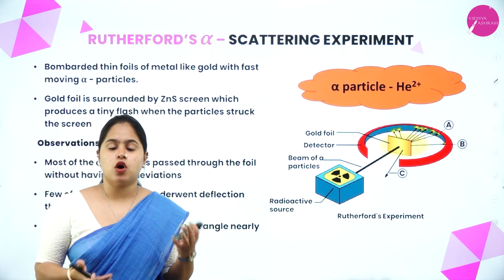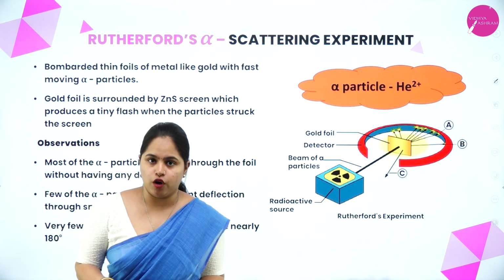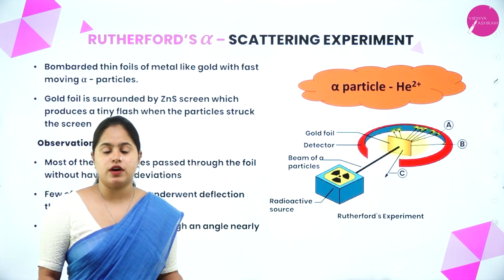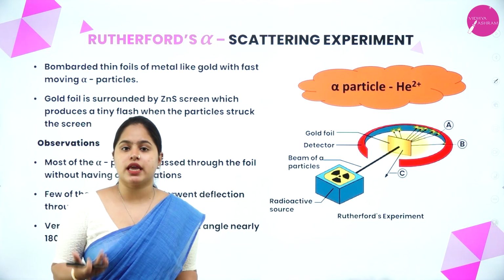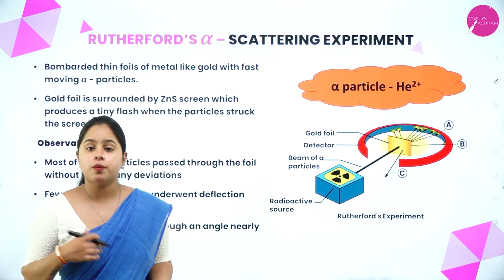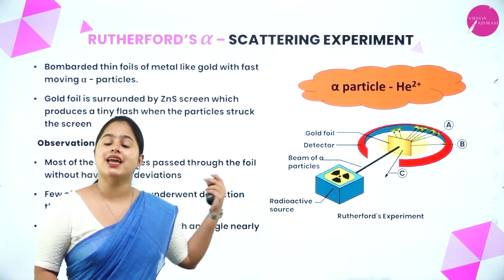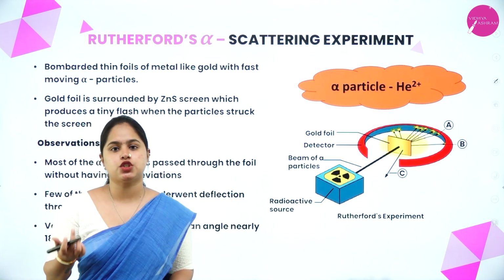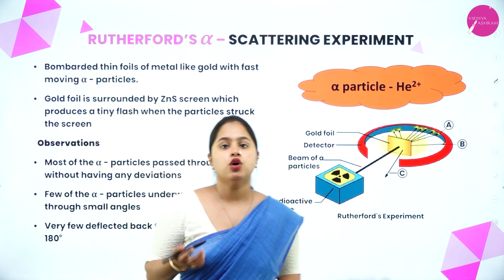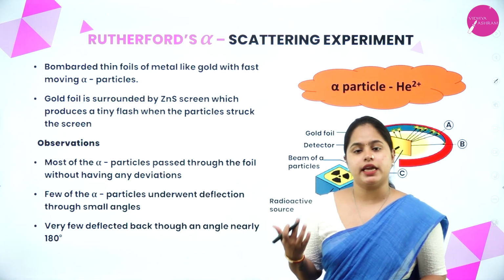So after Thomson proposed his model of atom, Rutherford did an experiment which was called the alpha ray experiment, and he was able to propose Rutherford's nuclear model of atom. Before that, you need to understand what the experiment was that led to Rutherford's nuclear model of atom. So we'll be discussing Rutherford's alpha ray scattering experiment.